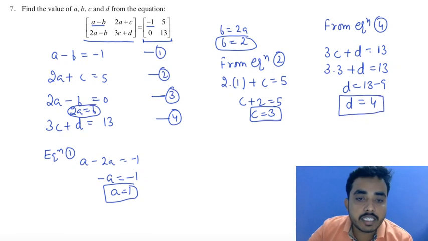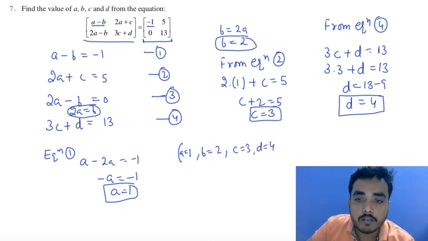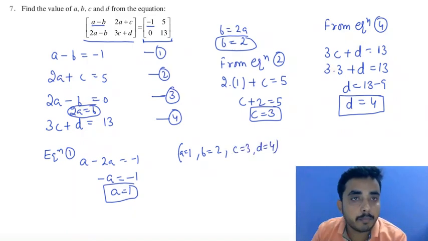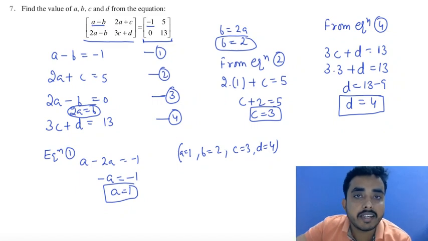Okay, so what are all the values we have got? a is 1, b is 2, c is 3, and d is 4. With this question number 7 completes. Now let's quickly see question number 8.